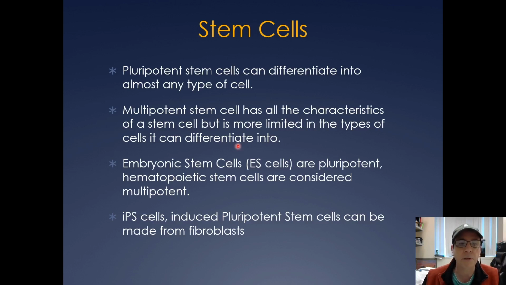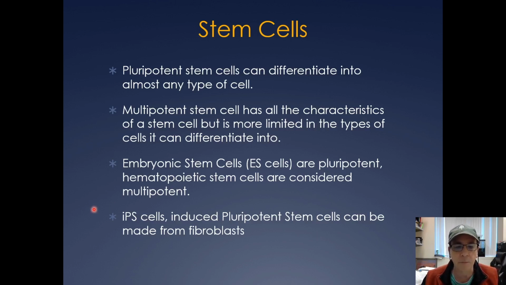A multipotent stem cell has all the characteristics of a stem cell, but it's limited in the number of cells that it can differentiate into. And that's the key difference between them. So embryonic stem cells, they're pluripotent, whereas hematopoietic stem cells, the stem cells that give rise to all of the cells in our bloodstream, are considered multipotent.